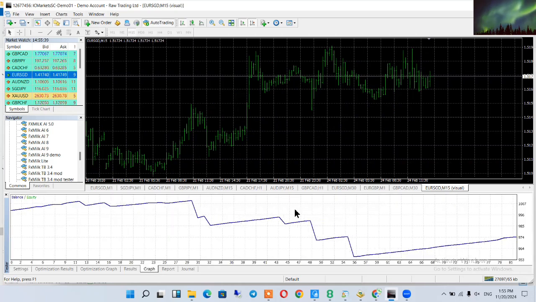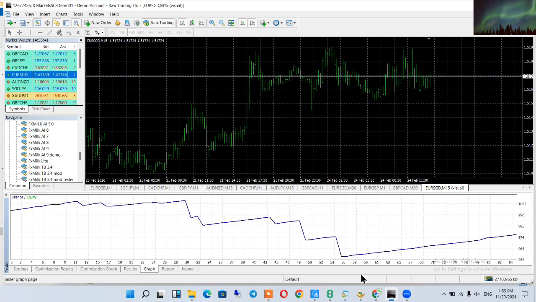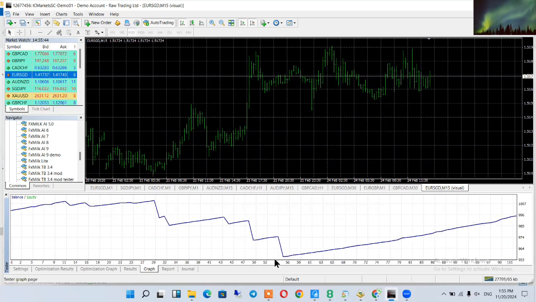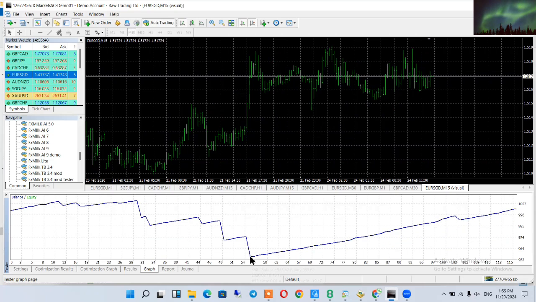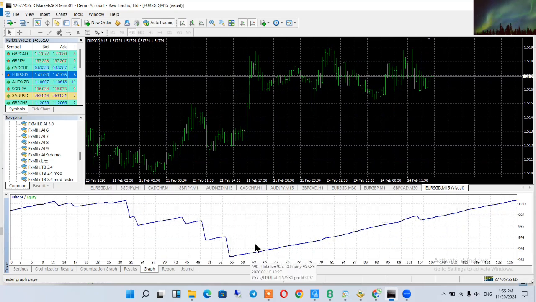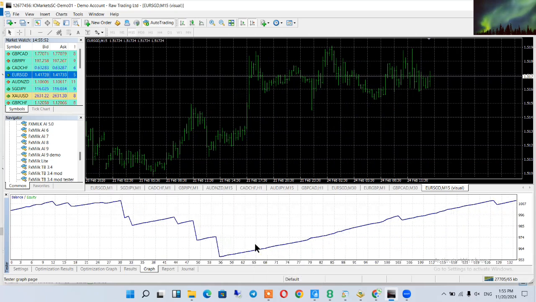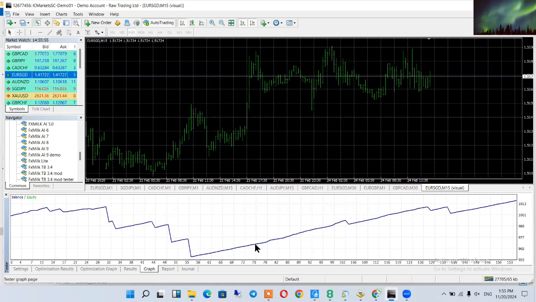As you can see, we hit some drawdown. This is around the COVID period. Everyone hits drawdown around the COVID period. So this is from February to March 2020. You can see this is March 2020. So that's the COVID period, and almost all systems hit drawdown around that time.